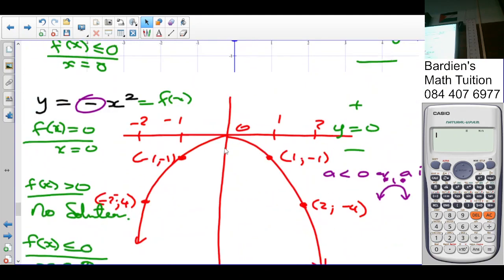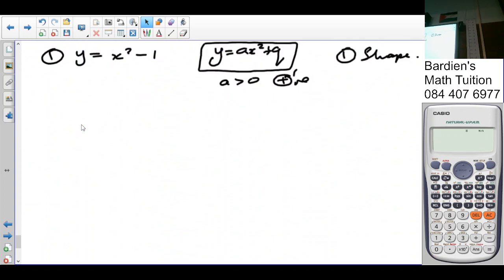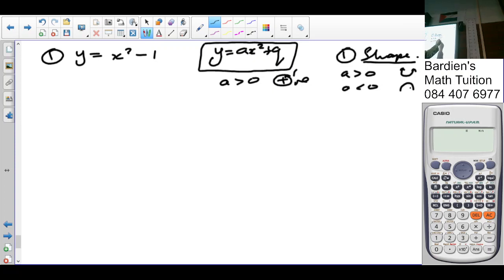So we make a note there that firstly we establish the shape. If a is greater than 0, the graph is smiling. Or if a is less than 0, the graph is frowning. Smiling, it also has a minimum value. It's called a minimum. I think we spoke about that already, didn't we? And this is your maximum value. The turning point happens at a maximum, or your turning point happens at a minimum. Can you see that, people? So that's number 1.